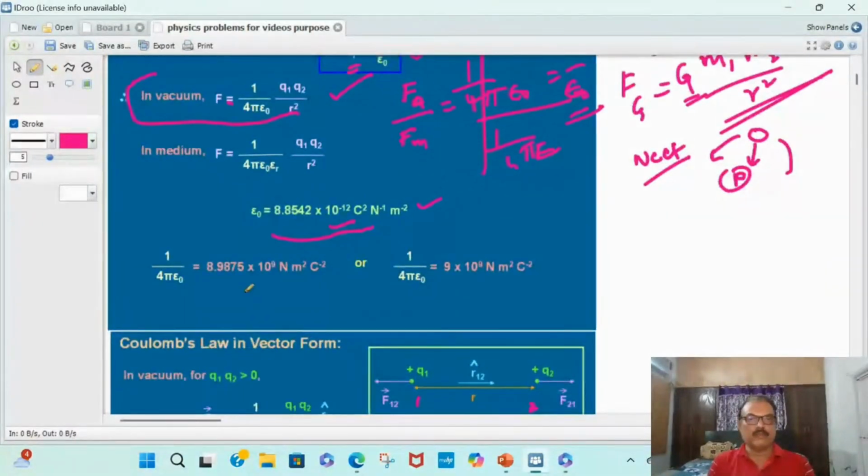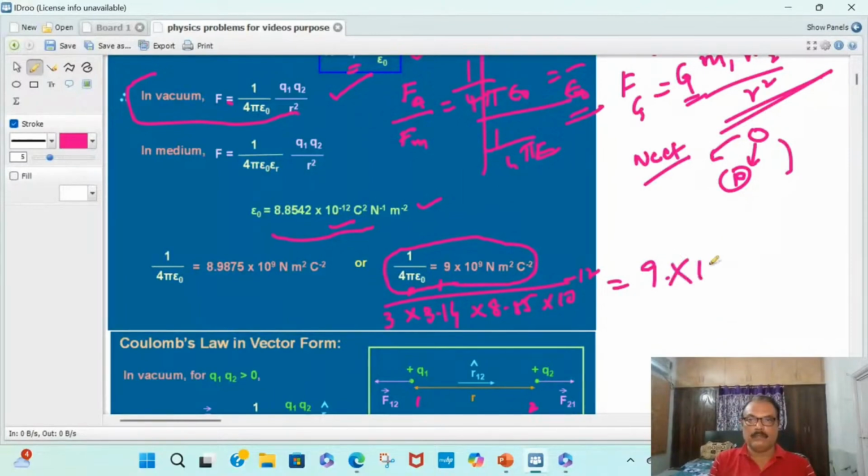Finally, the value of 1 by 4 pi epsilon is rounded off to this by substituting: 4 into pi, 3.14 or 22 by 7, and then the epsilon value above, 8.85 into 10 to the power of minus 12. When you divide this, you will get approximately 9 into 10 to the power of 9. Very simple to remember: 9, 9.